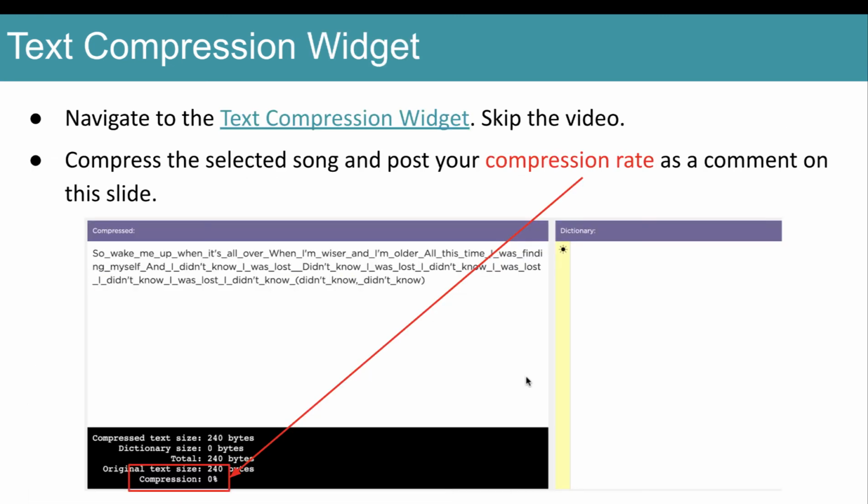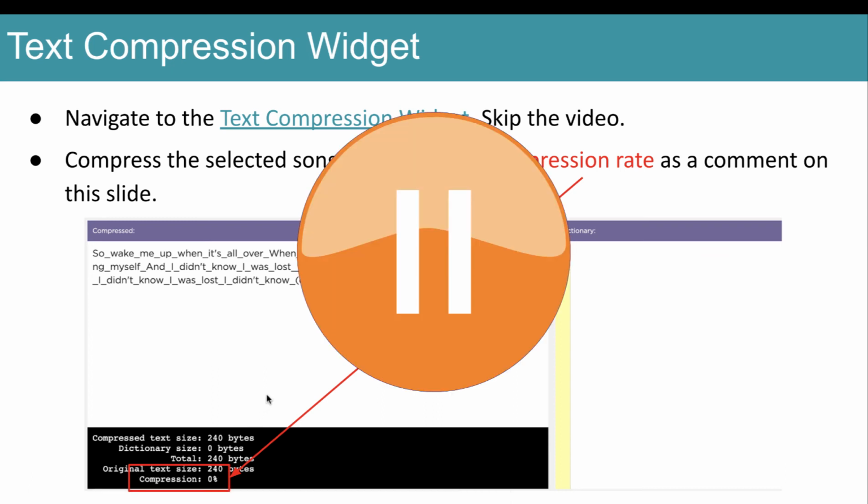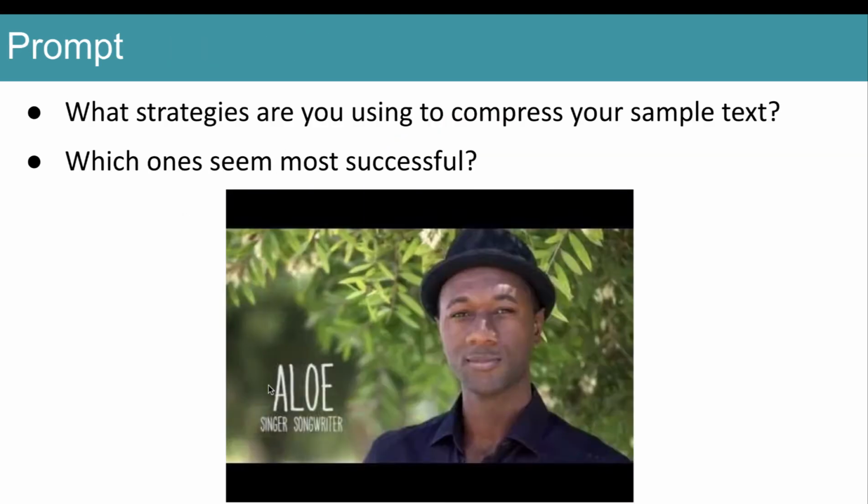You're going to try doing this in the text compression widget. Go ahead and navigate to that widget, skip the video, and then compress the song and post your compression rate as a comment on the slide. And the goal is to find patterns within the song and assign those repeated patterns to symbols, and then your compression rate will go up. So try to find the highest compression rate you can and post as a comment on this slide.